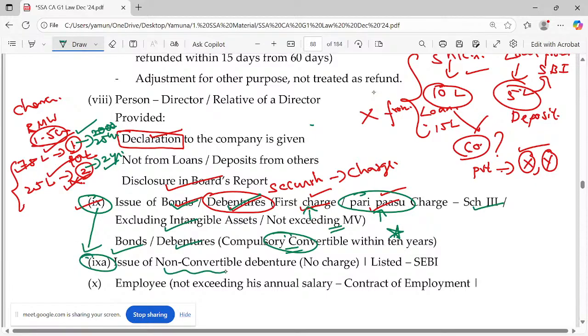Issue of non-convertible debenture is also included, even though no charge is created. But only one important thing: it should be listed in SEBI. Okay, it should be listed in SEBI. Before continuing with the other points, what do you mean by listing?